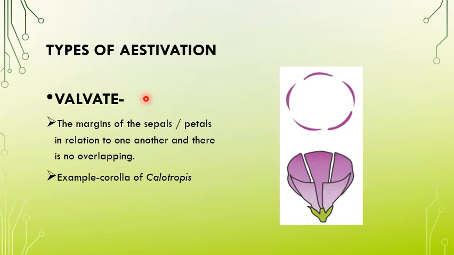The types are, first, valvate. In valvate, the margins of the sepals and the petals in relation to one another do not overlap; they just touch each other. So these are the petals and they are just touching each other. There is no overlapping. The example is Calotropis, which we call Aak. The Aak plant is called Calotropis.